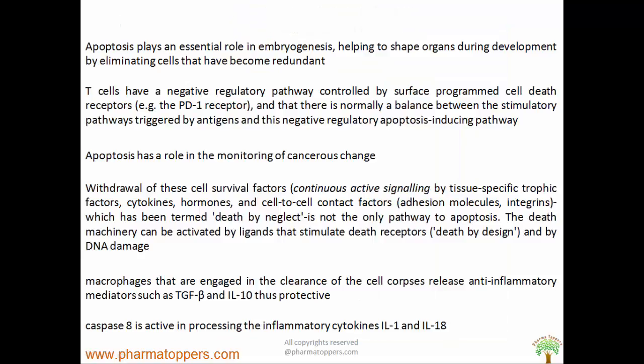So apoptosis plays an essential role in embryogenesis, helping to shape organs during development by eliminating cells that have become redundant. T cells have a negative regulatory pathway controlled by the surface programmed cell death receptor, for example the PD1 receptor, and there is normally a balance between the stimulatory pathway triggered by antigen and this negative regulatory, apoptosis inducing pathway. So the balance is important in the maintenance of peripheral tolerance, in that the receptor is upregulated on autoreactive T cells.